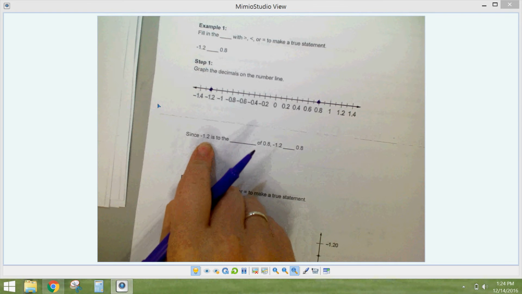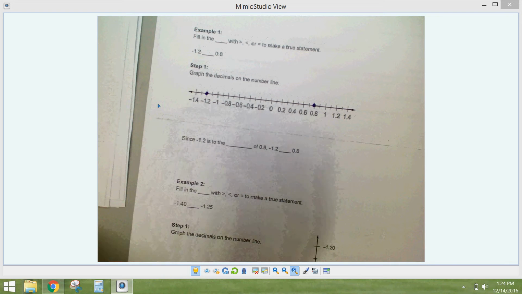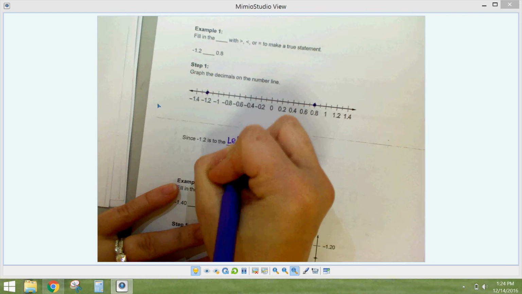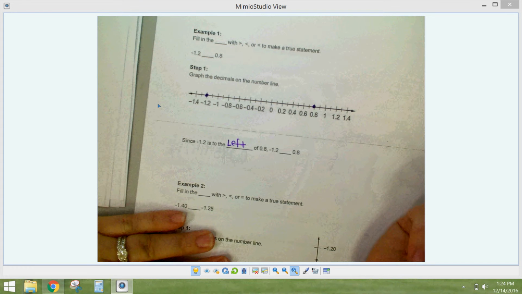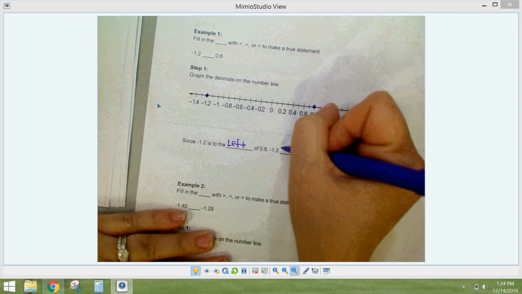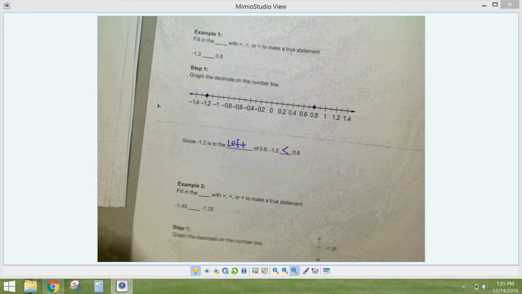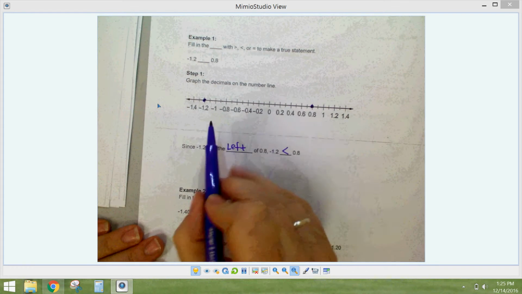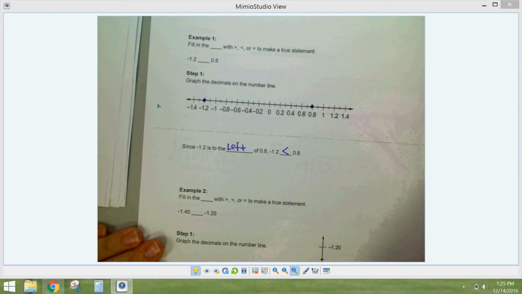So since -1 and 2/10 is to the left of 8/10, -1 and 2/10 is less than 8/10. So the other day we had talked about the further to the right the number, the higher the number. Left is lower, it's the least.